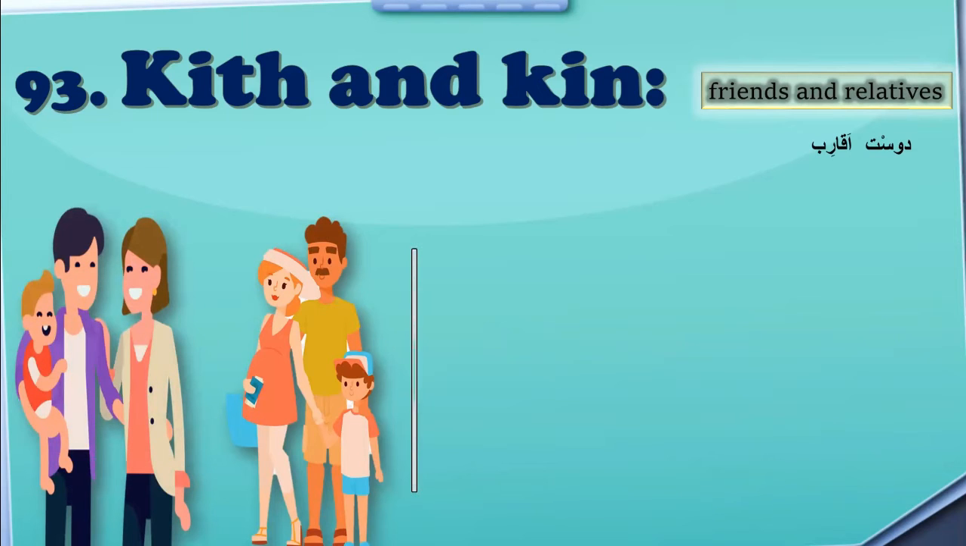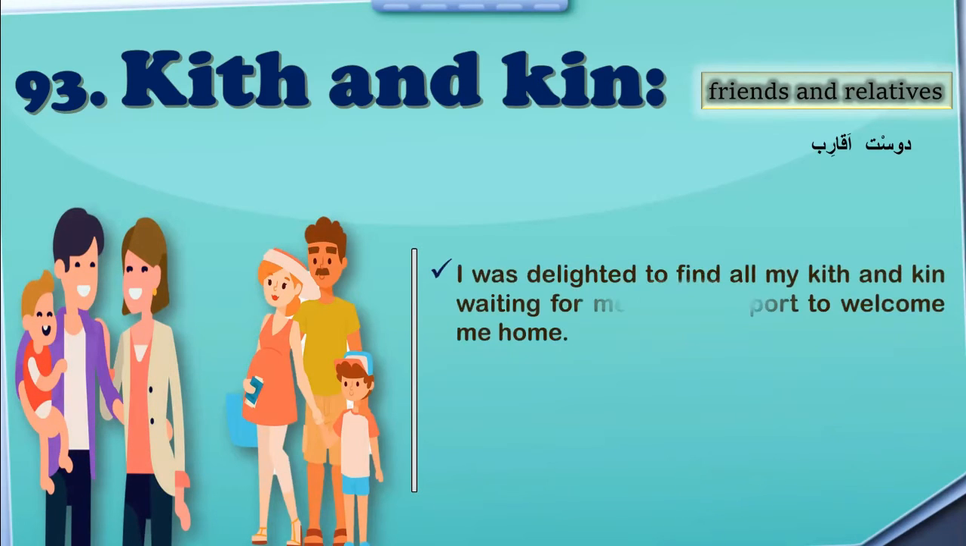So how we are going to use it in sentences like I was delighted to find all my kith and kin waiting for me at the airport to welcome me home. So we have used here kith and kin.